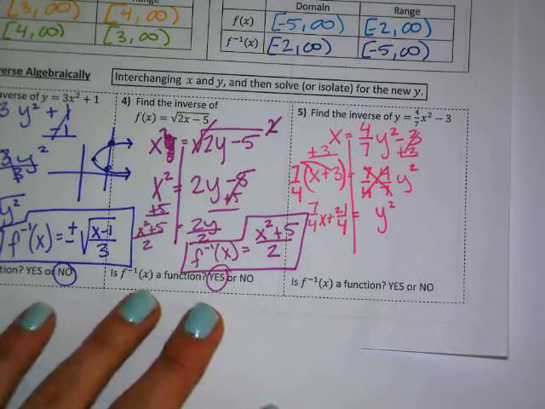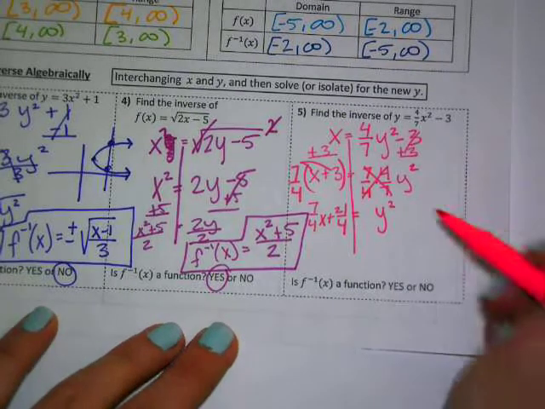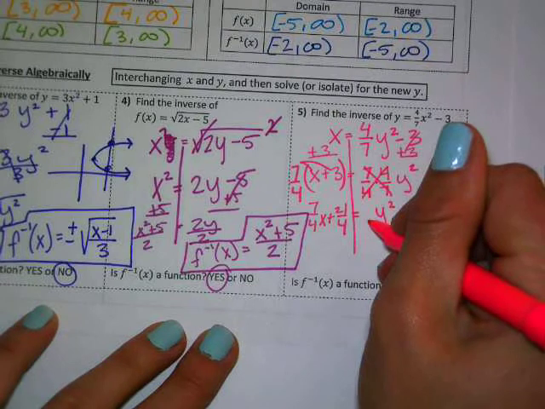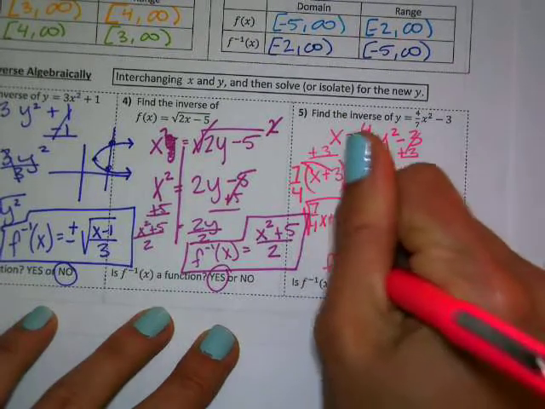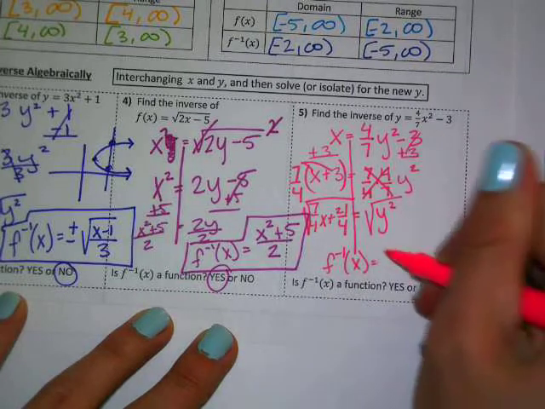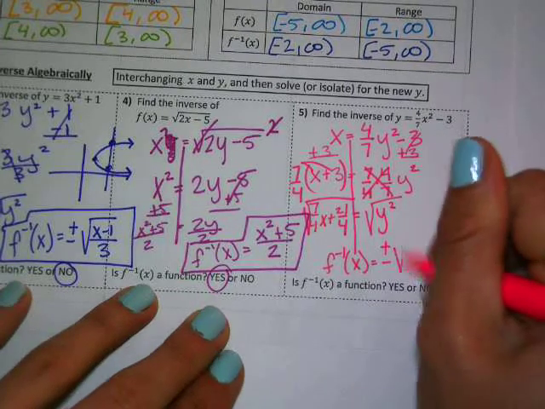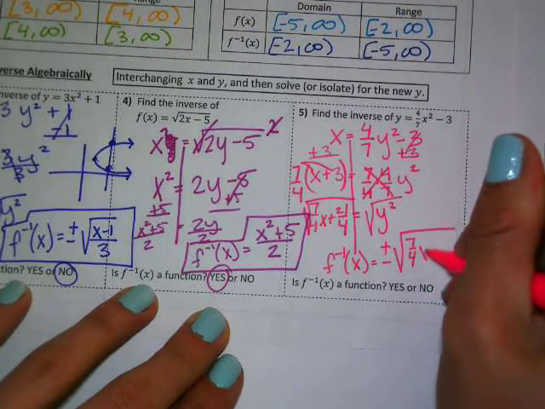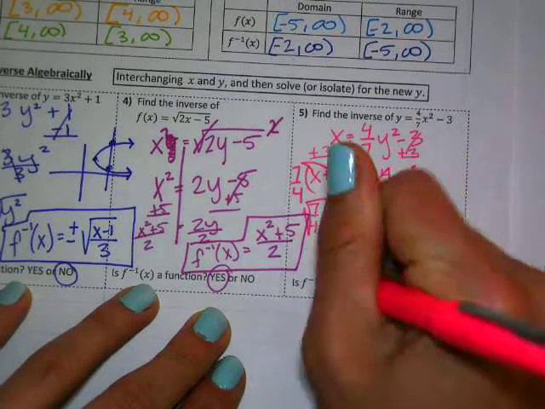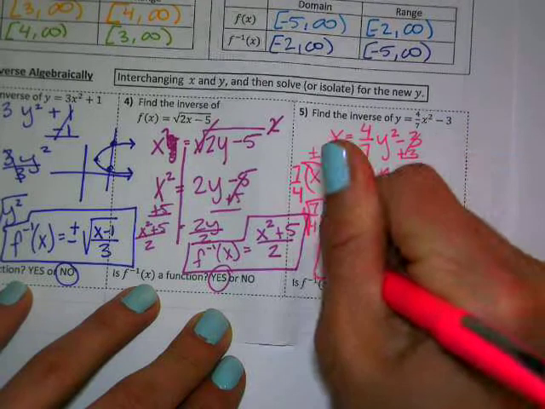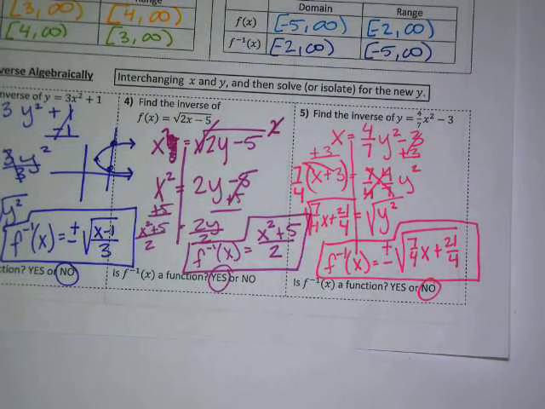Okay. All right, and then how do you get rid of the square? Square root. Every time you square root, you got to put a plus or minus. So since you have the plus or minus, is it a function? No. All right, do the algebra ways make sense?